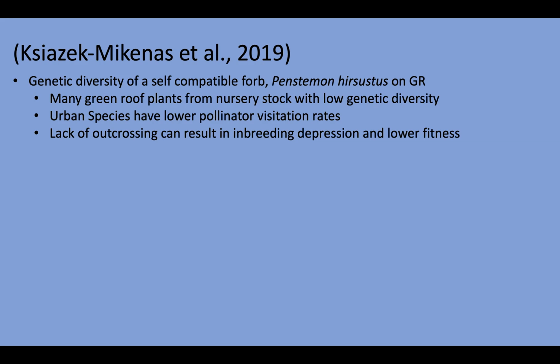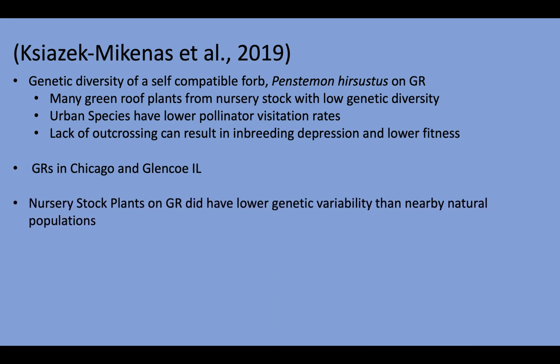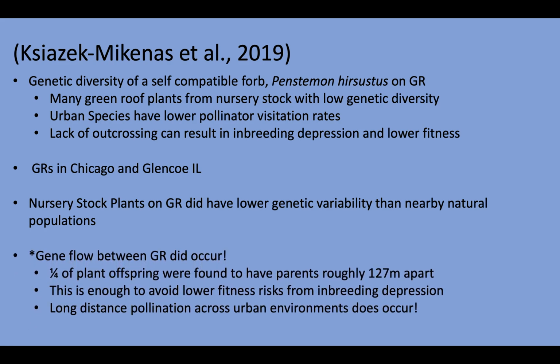We also know from past research that urban species have lower pollination visitation rates. So the study was done on green roofs in Chicago and Glencoe, Illinois. And what they found was that the nursery stock plants used on the green roofs did have a lower genetic variability than nearby natural populations. But there was sufficient gene flow between green roofs across the city to support 1/4 of plant offspring being from green roofs that were roughly 127 meters apart, meaning that this is enough to avoid that low fitness risk from inbreeding depression and that long distance pollination across urban environments does occur.